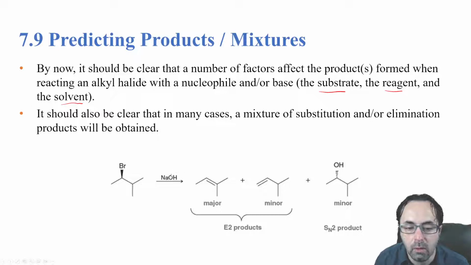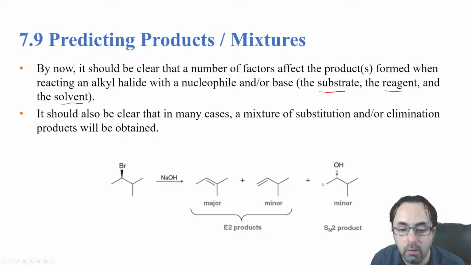So for example, here in this reaction, hydroxide is both a good nucleophile and a strong base, and its substrate is a primary alkyl halide, and so the result is we can have elimination, an E2 reaction, with two possible regiochemical outcomes. There are no other stereochemical outcomes in this case, because neither of these carbons would be chiral. We also have the substitution product here as the minor product.